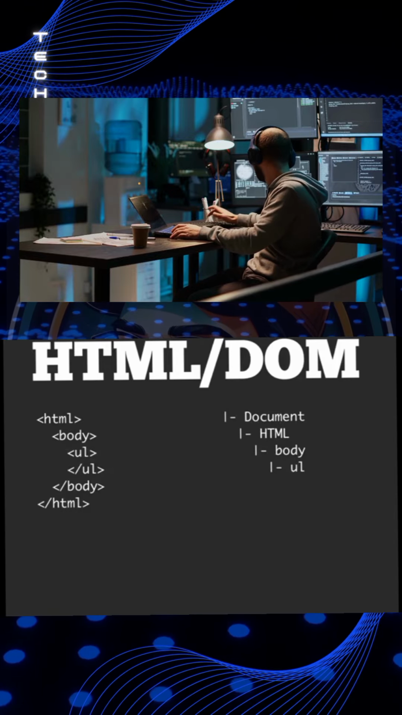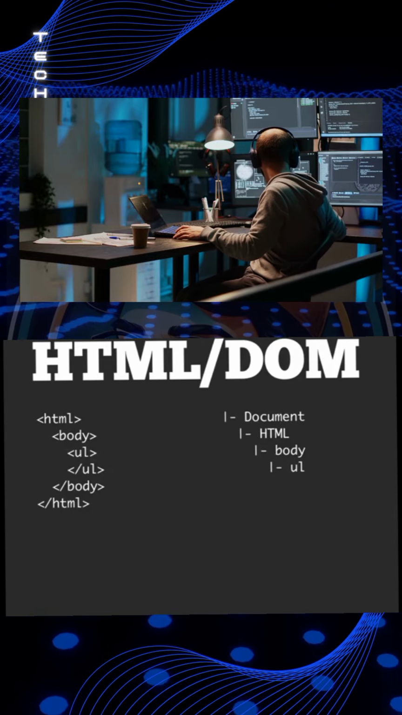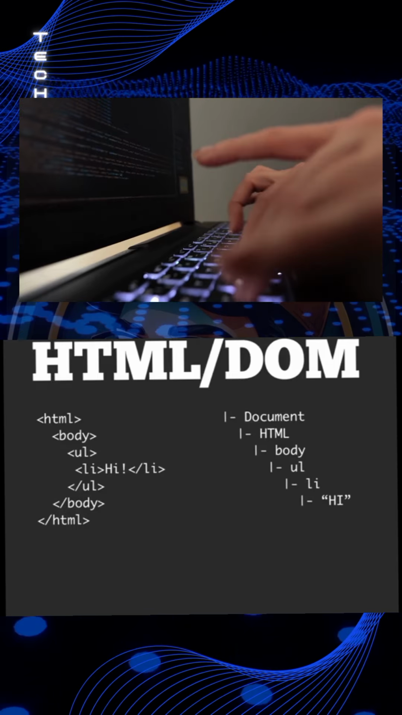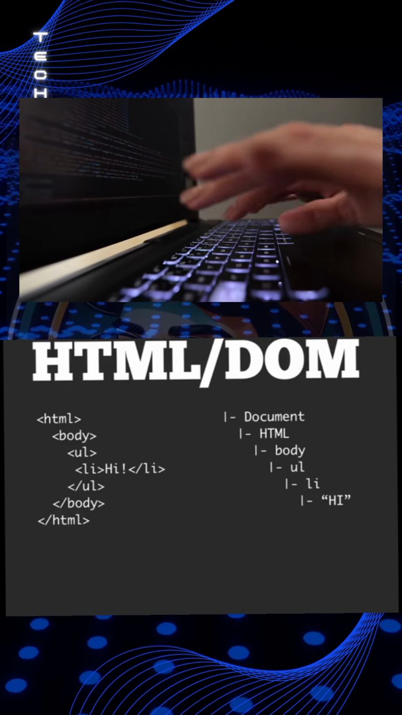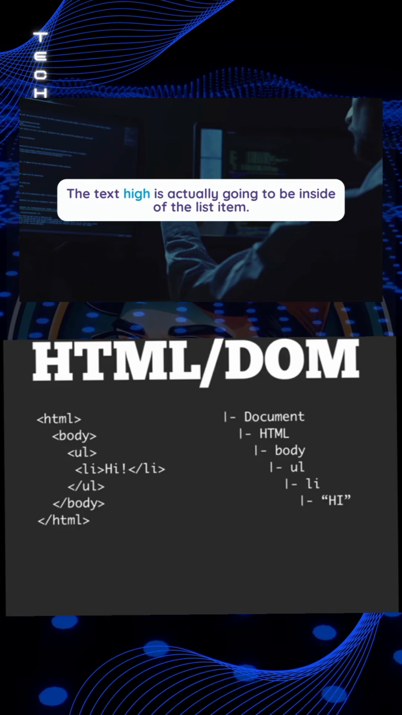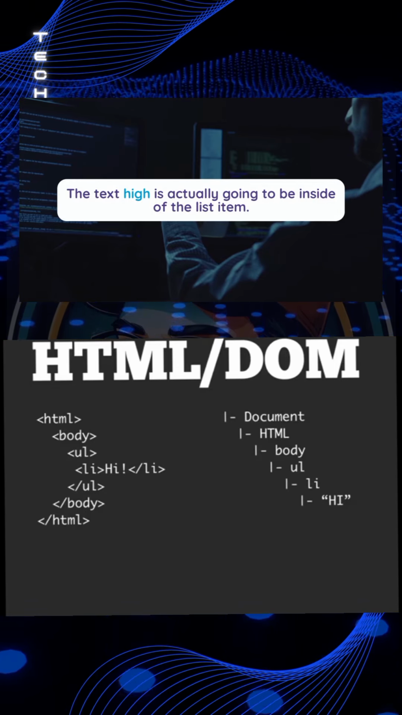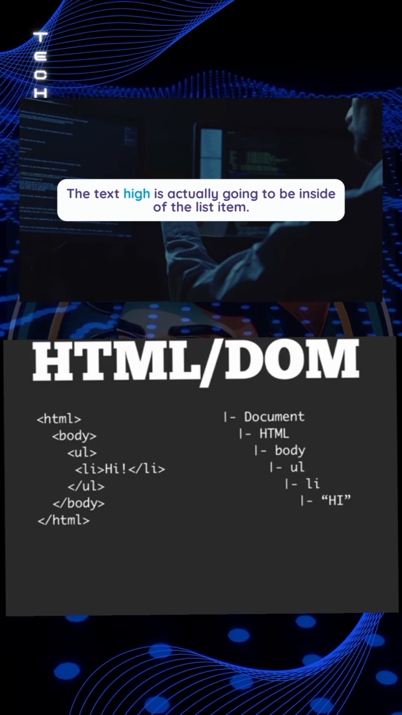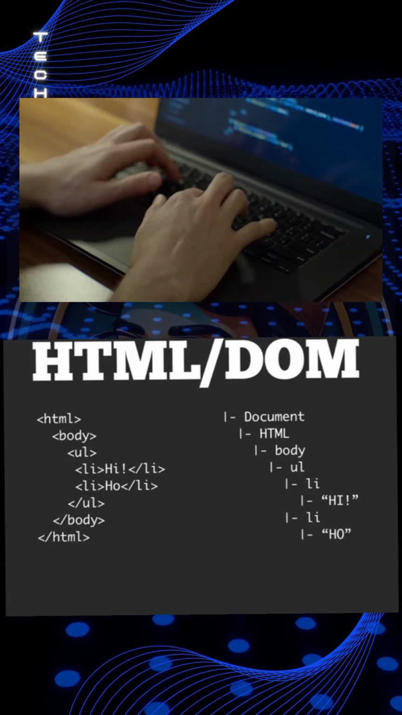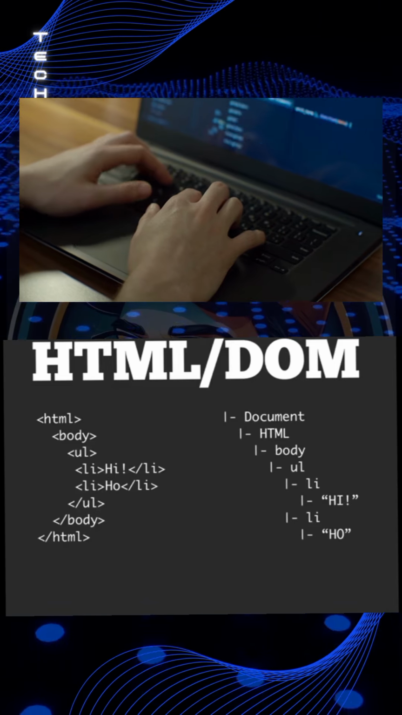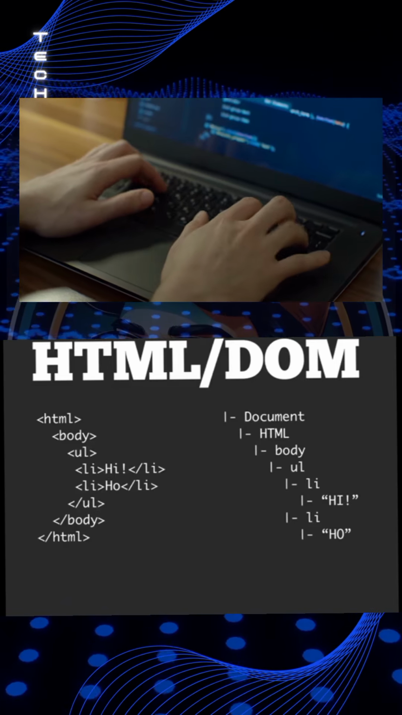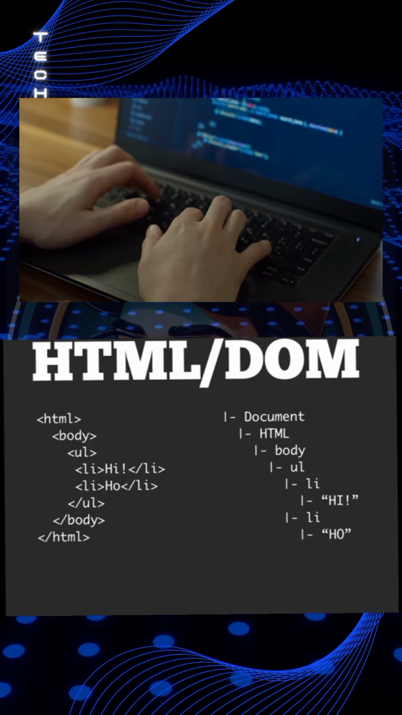All right, if I add an unordered list, so UL, under the body, then it's going to be a child of body. And I can even add a list item inside of that unordered list. And then finally, we're going to have a text node within that list item. So the text hi is actually going to be inside of that. So, all right, moving on. If we put another list item, then we have more text. Then that is going to show up under our other list item.